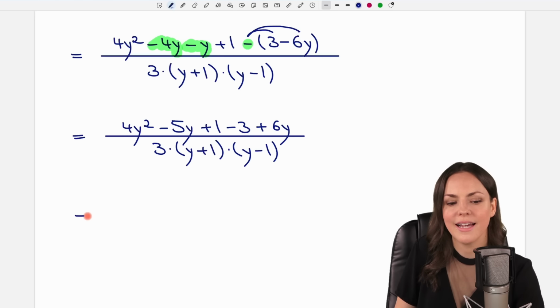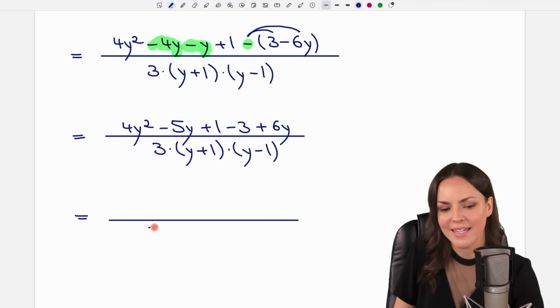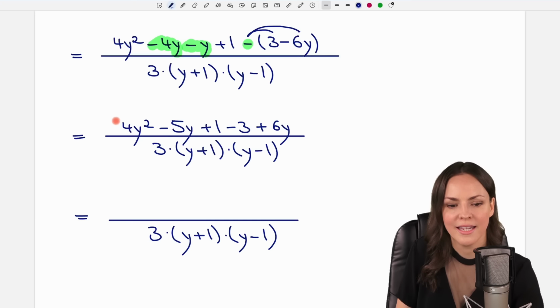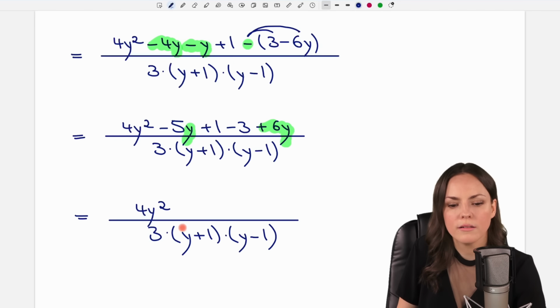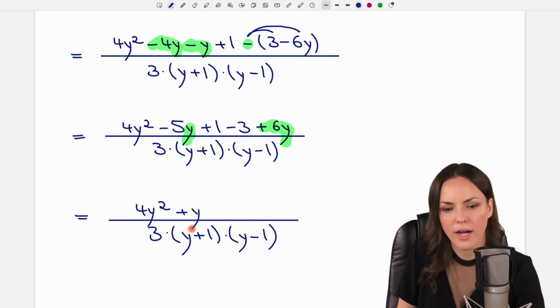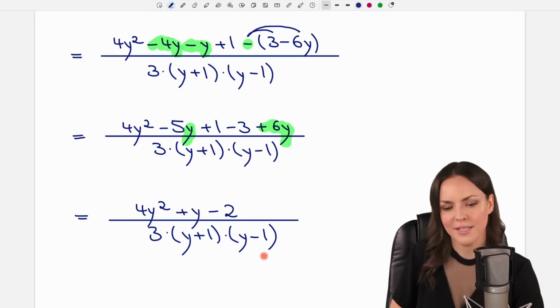Then the last step, we write down the denominator one last time, and then we simplify things here. We have the 4y squared. Then the y's, we have negative 5 of them plus 6 of them, which equals 1y. So we have plus y. And then the numbers, plus 1 minus 3 equals negative 2. And this is our result.